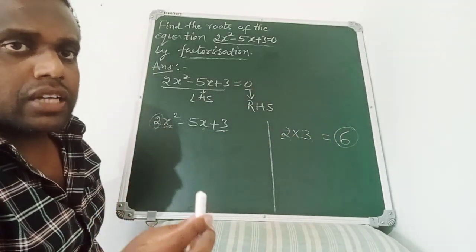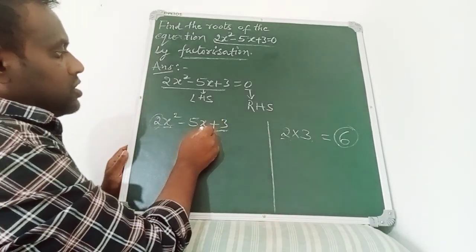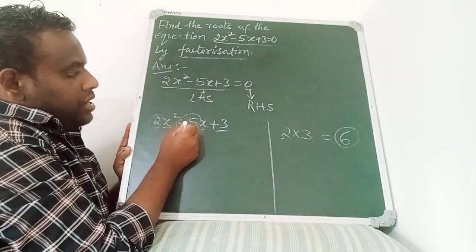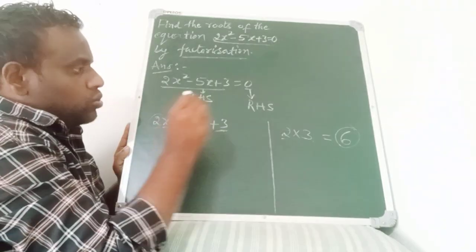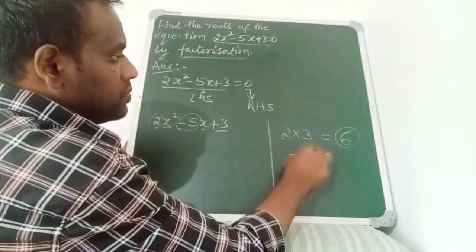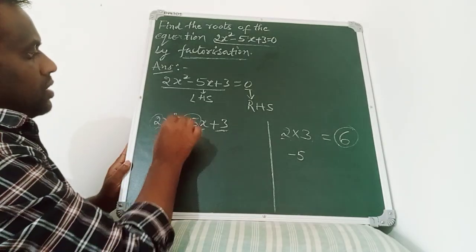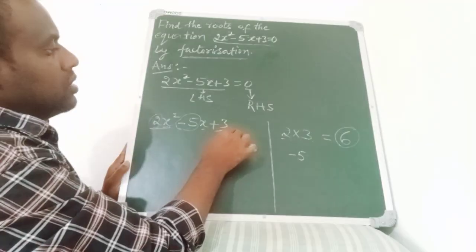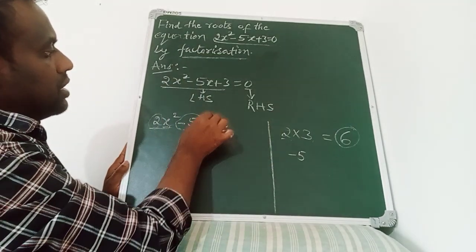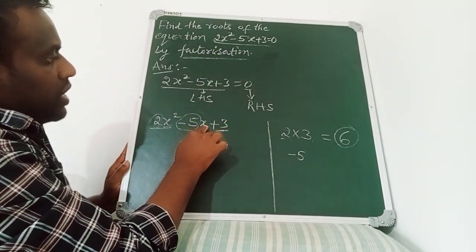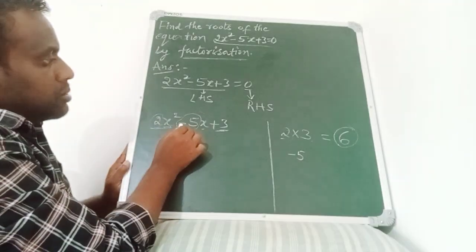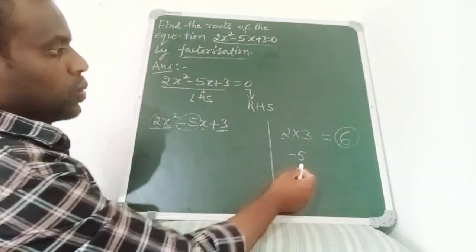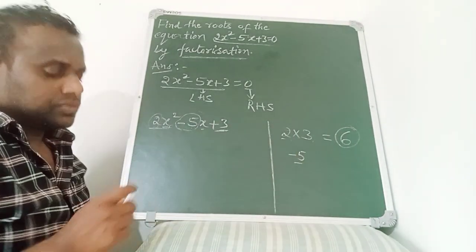Now consider the coefficient of x. The coefficient of x is what? This minus 5. See, this sign is also important; you have to take this sign also. So minus 5. See, the entire 2x square is the first term, 3 is the last term, so minus 5x is the middle term, and this minus 5 is the coefficient of x. So the coefficient of x I have taken is minus 5.